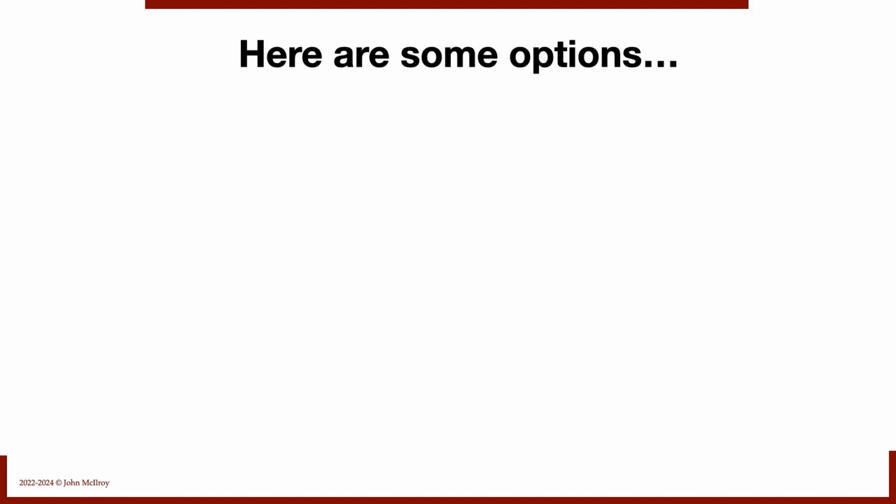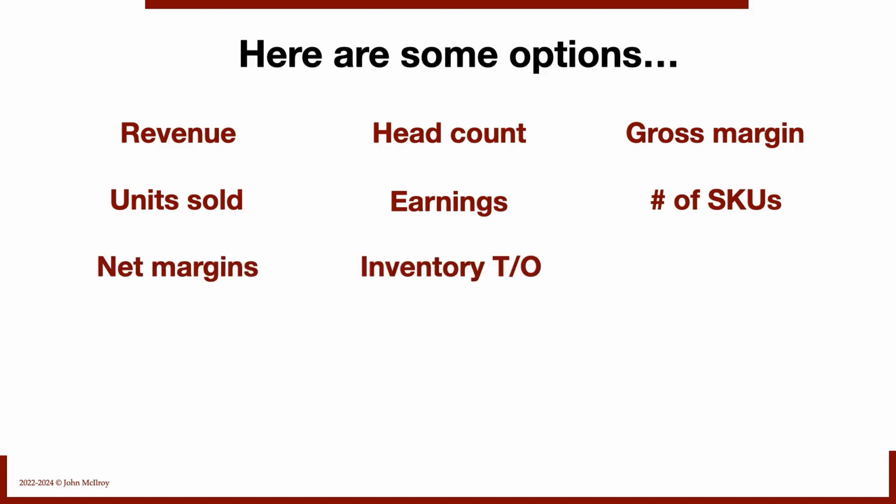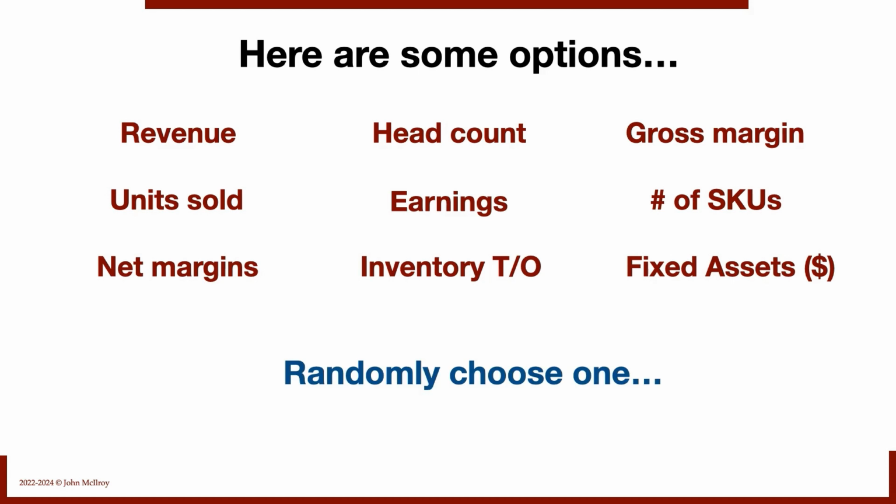So what are the possible metrics that we can use? Well, there's different options. Let's just throw out a grab bag: revenue, headcount, gross margins, units sold, earnings. How about the number of SKUs, net margins, inventory turnover, fixed assets? Just threw a bunch out there. Let's randomly choose one just to see how this would work. Let's randomly choose the number of SKUs, stock keeping units, the number of items that we have, individual items.